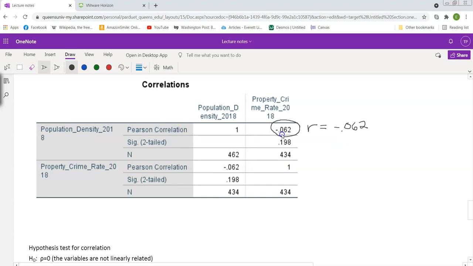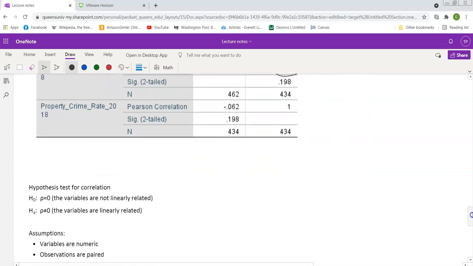And you know this is the correlation because it says here's the Pearson correlation, and you're looking at the intersection between population density and property crime rate. This is shown like this because you're able to put as many variables on there at a time as you want to.